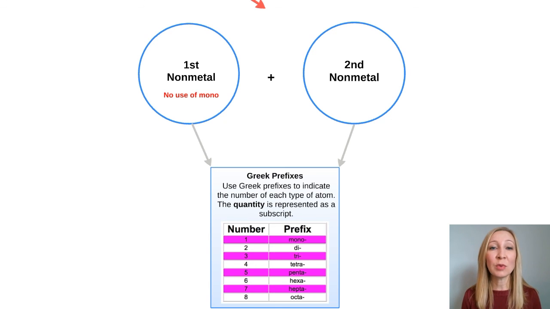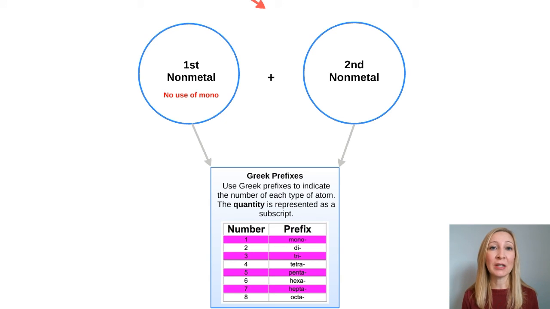And what we do is we use a Greek prefix to indicate the quantity. So if there's one atom of that element, we use mono. If there are two atoms of that element, we use di. If there are three, we use the prefix tri. If there are four, we use the prefix tetra. If there are five, we use penta. If there are six, we use hexa. If there are seven, we use hepta. And if there are eight, we use octa. So these are Greek prefixes to indicate the quantity of atoms of a specific element.